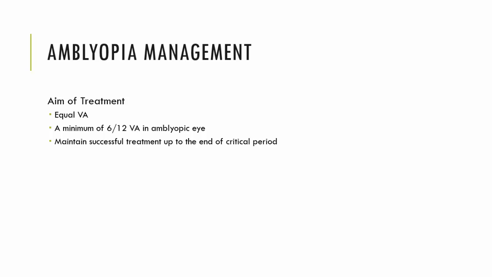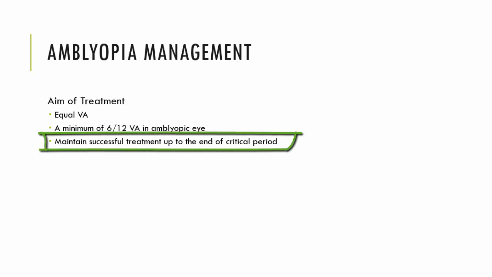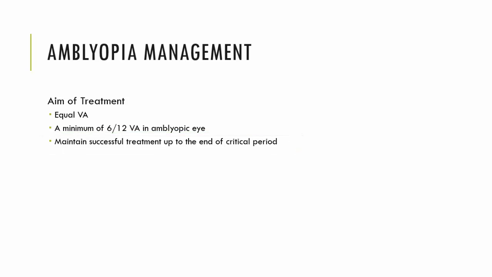The other thing we want to do with our amblyopia treatment is maintain any successful improvement in visual acuity up to the end of the critical period. So as an example, if you're managing a patient at the age of 4 and you successfully treat the amblyopia and the patient has relatively equal vision, then you need to monitor that patient until the end of the critical period, generally to the age of 9 or 10, and ensure that they maintain that equal vision up to that age. You don't discharge your patients once they've achieved equal vision.